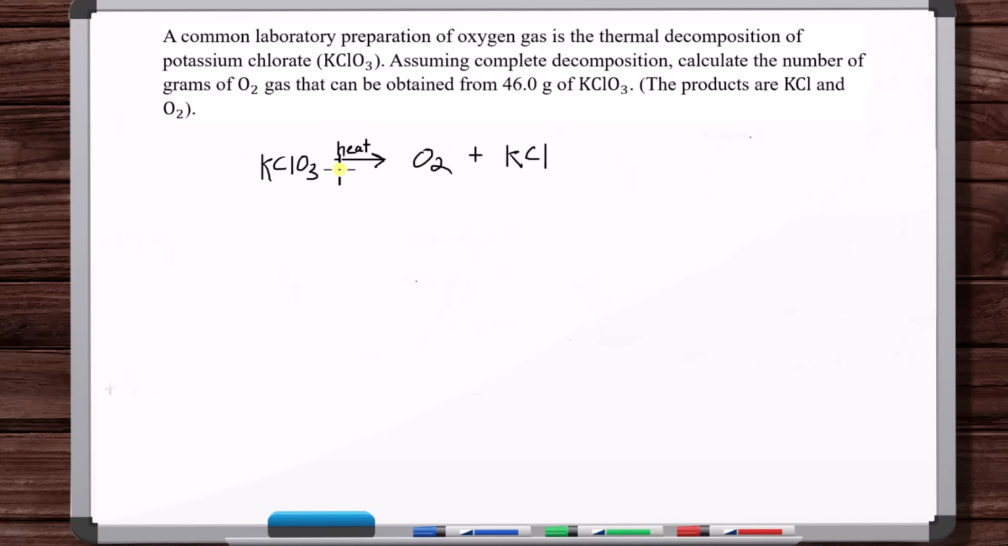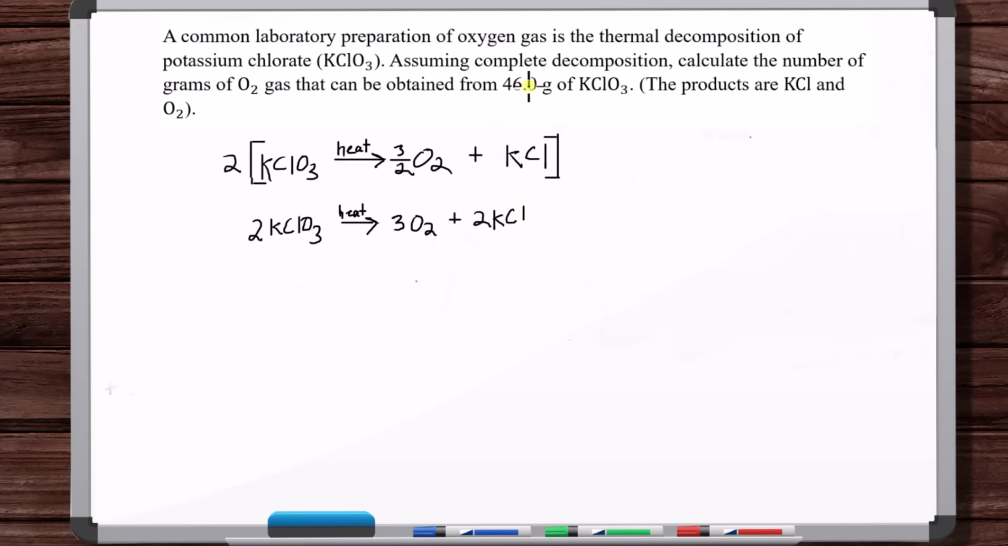I could say I need 3/2 O2 on the right. So there you go. We have 1 potassium on the left, 1 on the right, 1 chlorine on the left, 1 on the right, 3 oxygens on the left, and 3/2 times 2 is 3 oxygens on the right. But you don't want a fraction as a coefficient, so let's multiply this entire equation times 2. And this is balanced. So now we can do stoichiometry.